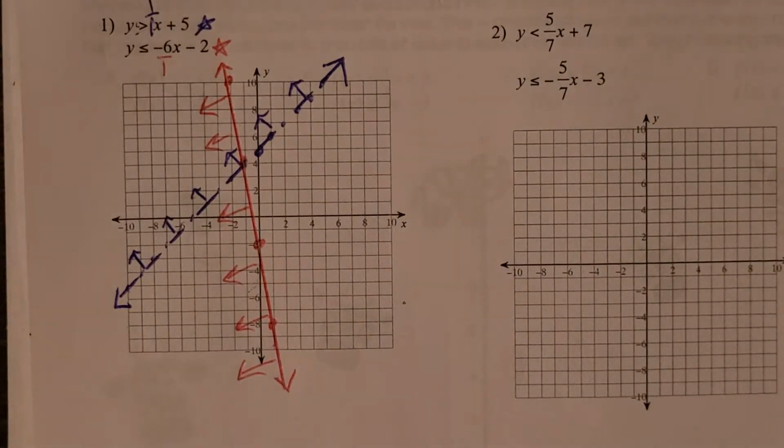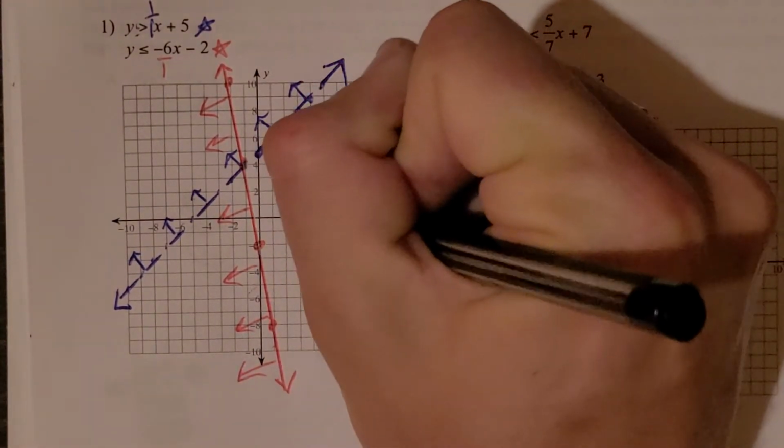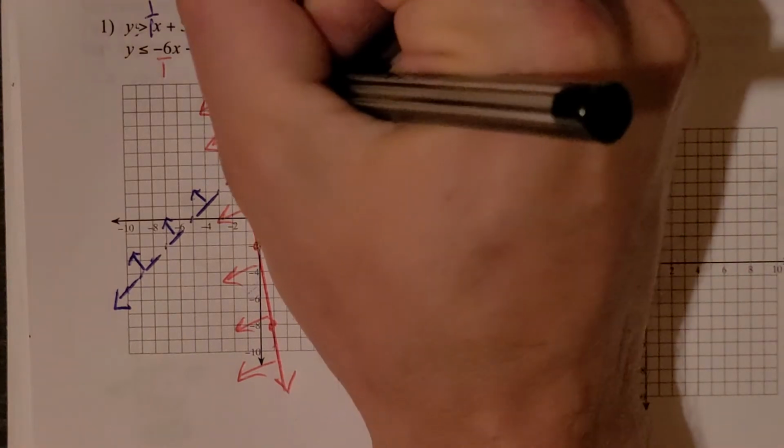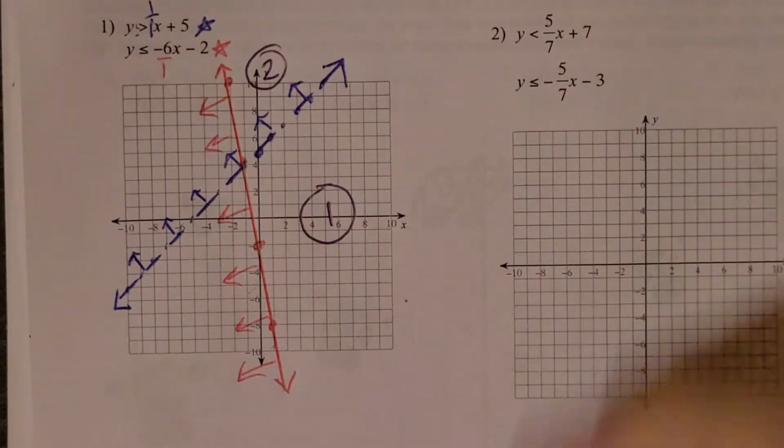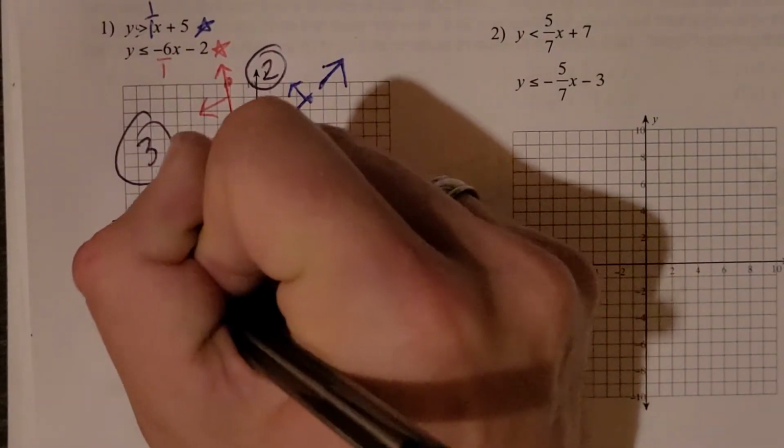All right, now hopefully, if you just look at the red line and the blue line, you realize that it has been cut into 4 different sections. You've got this big one right here. We'll call that section number 1. You've got a small one right here. That's section number 2. Section 3 and section 4.